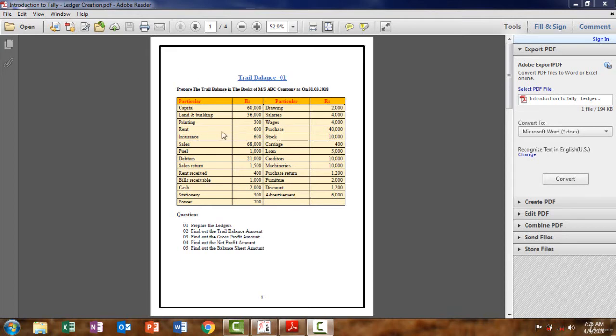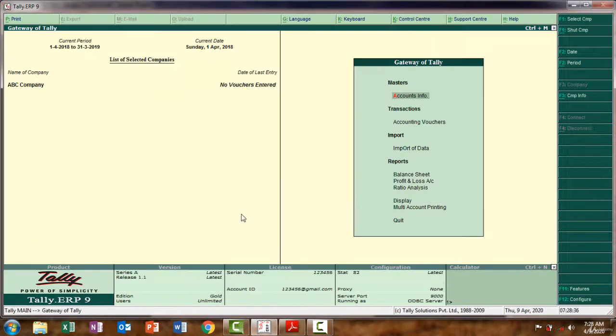So we have to put in these ledgers with opening balances. How can we put them? It's very simple. First, I have created the ABC company as per the question, and you can see that the current period is 1/4/2018 to 31st/3/2019. The current date is Sunday 1st April 2018. I have created it just for the accounts only.